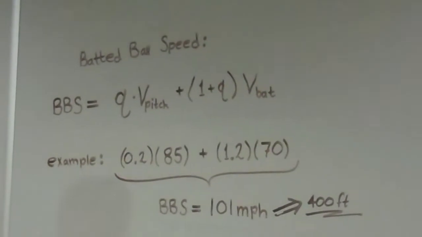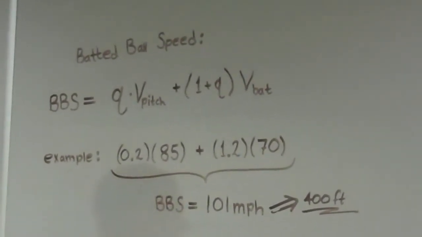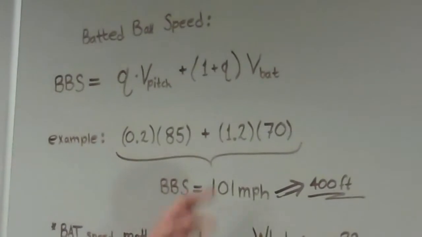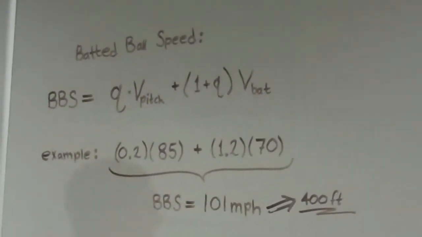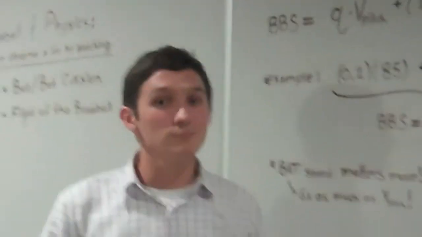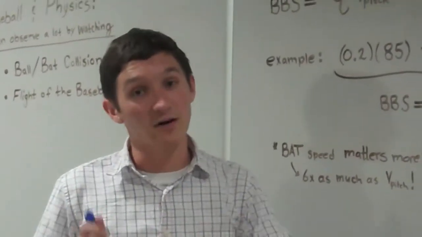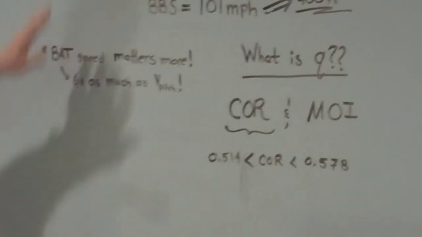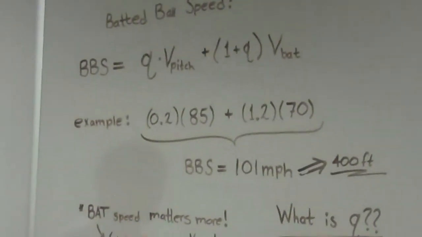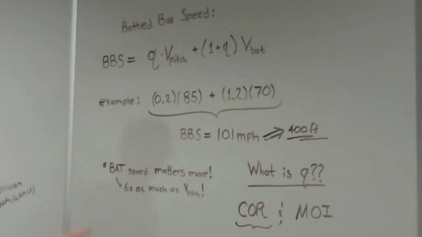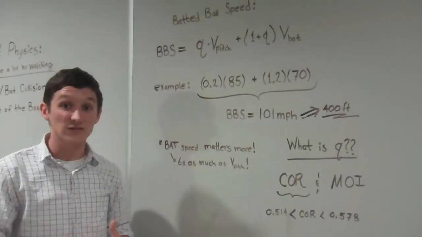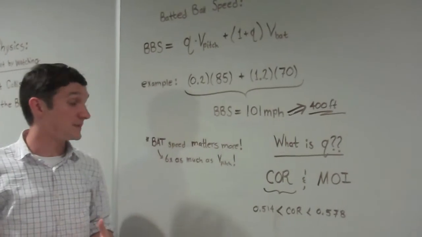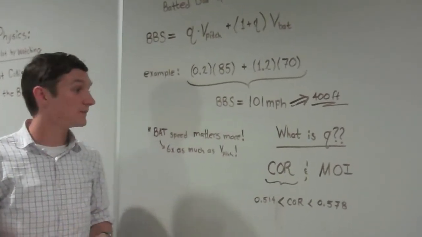The velocity of a pitch is about 85 miles an hour, and the velocity of the bat, just how fast the batter is swinging the bat, is about 70 miles an hour. Plug those into the equation, and you get a batted ball speed of about 101 miles an hour. 101 miles an hour is about 400 feet in terms of how far the ball is going to move through the field. So the bat speed actually matters, as you can see in the equation, a lot more than the pitch speed. It's about 6 times as much, in fact. So the bat speed correlates to about 6 feet for every mile an hour, and the pitch speed correlates to about 1 foot for every mile an hour.